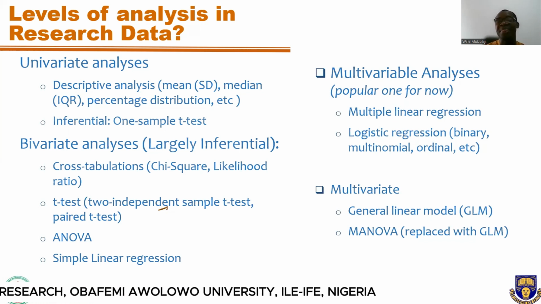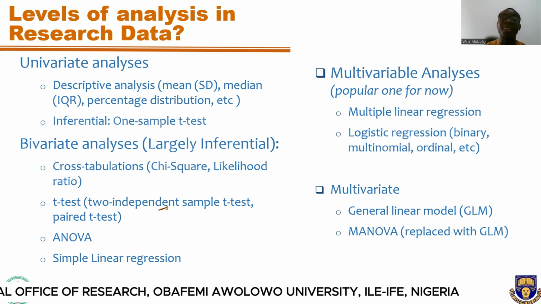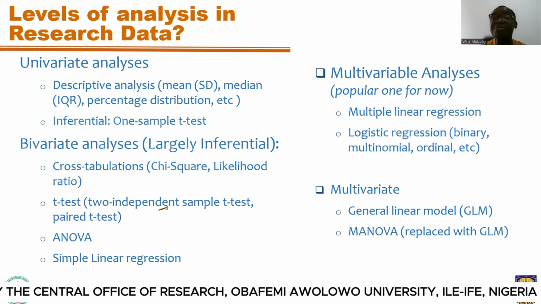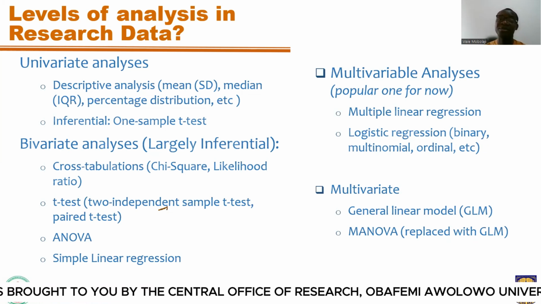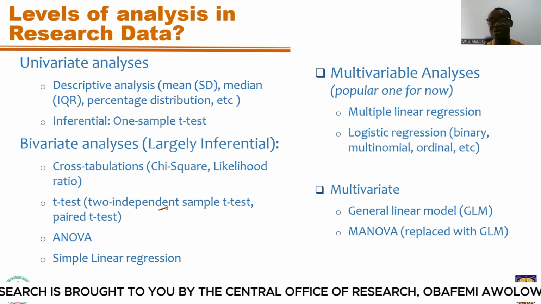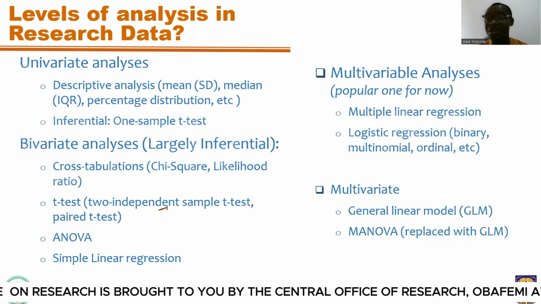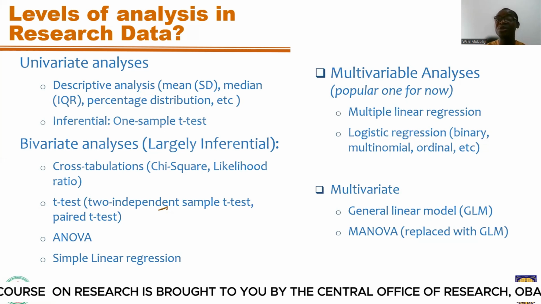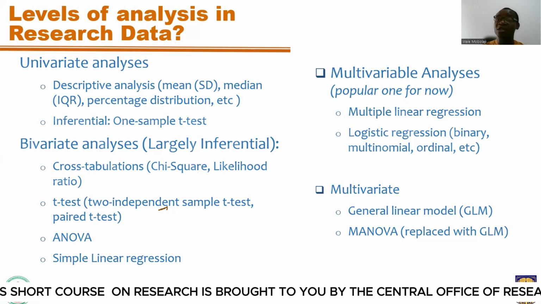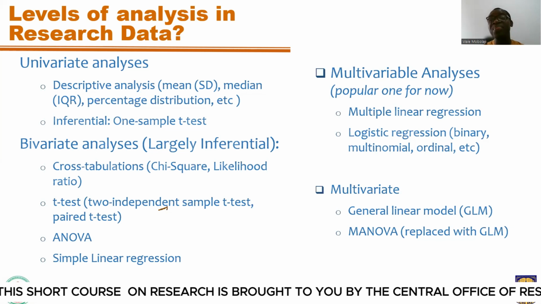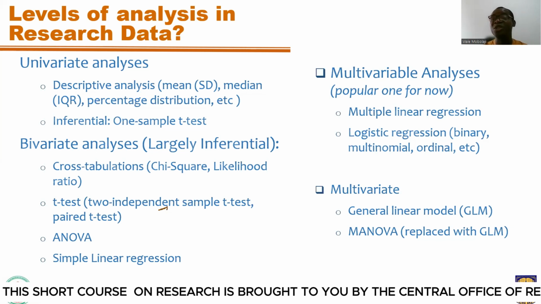And for multivariable, that's when you have one outcome variable and you could have multiple independent variables, explanatory variables. So in that case, you use multiple linear regression. You use logistic regression if your outcome variable is binary. So if your outcome variable is binary, you use binary logistic regression. If your outcome variable is in multiple categories, more than 2 categories, then you use multinomial logistic regression. And if it's in ordinal form, then you use ordinal logistic regression.